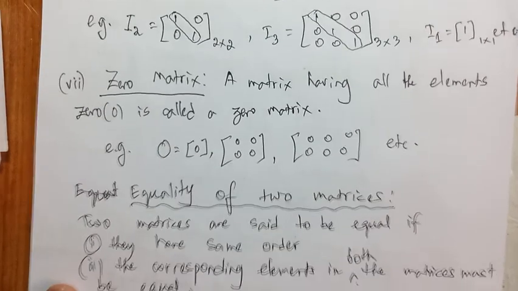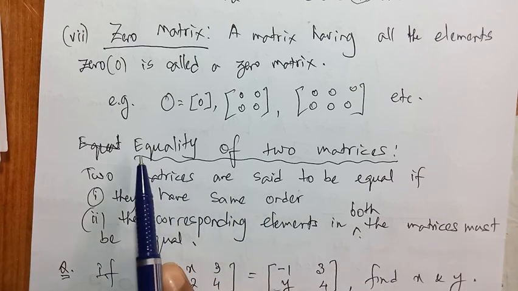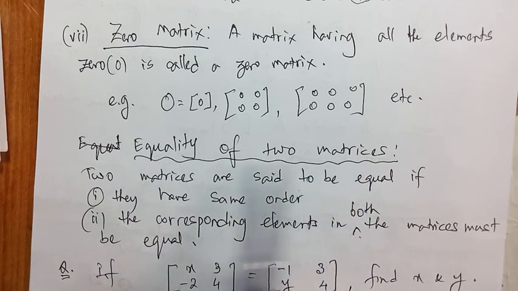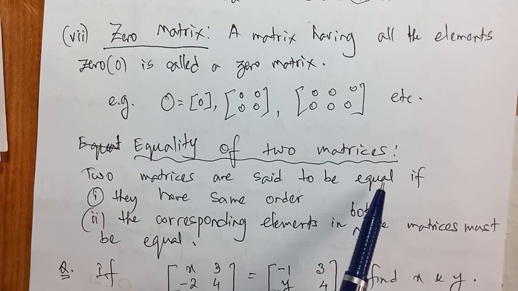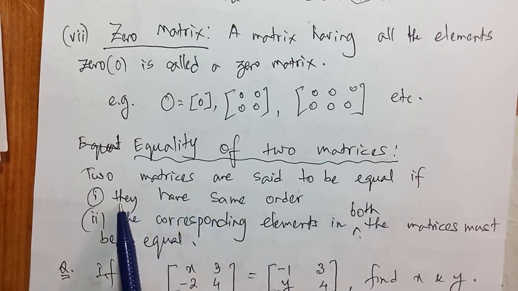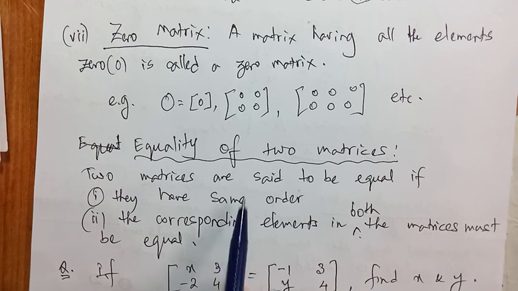Next comes equality of two matrices. Equality of two matrices. So you see two matrices are said to be equal when, number 1, they have the same order. Both the matrices must have the same order. Second thing, the corresponding elements in both the matrices must be equal or same. Then the two matrices are said to be equal.